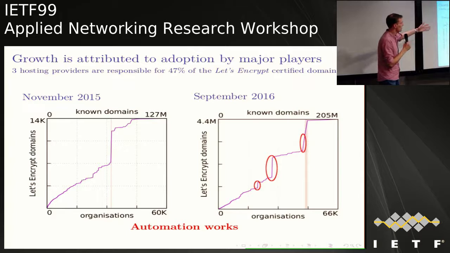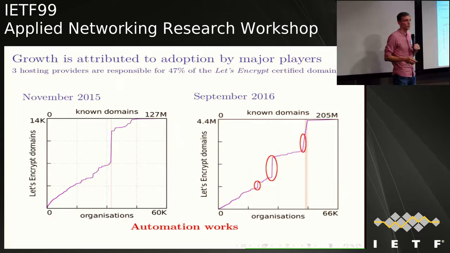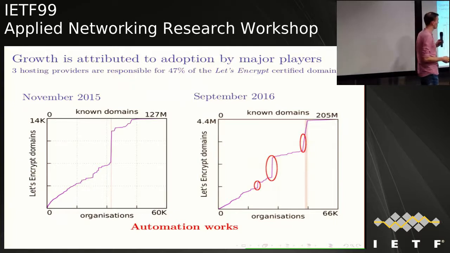And by September 2016, three hosting providers are responsible for 47% of all certified domains. And the lower part more or less stays the same. These hosting providers at that point were WordPress.com, OVH, the French hosting provider, and Shopify, a vendor of online shopping. And since then there have been a couple of large joiners, but that was outside our measurement period.